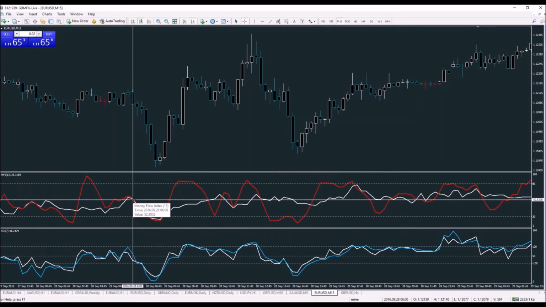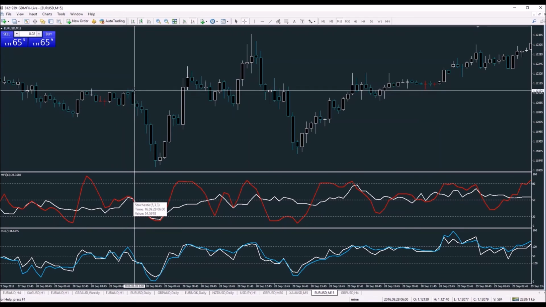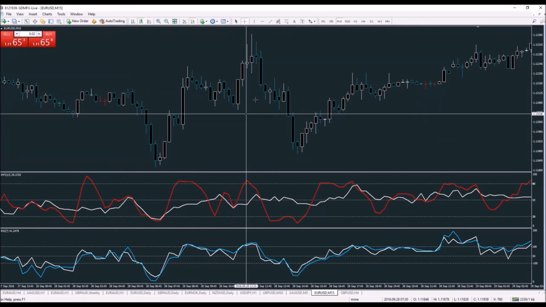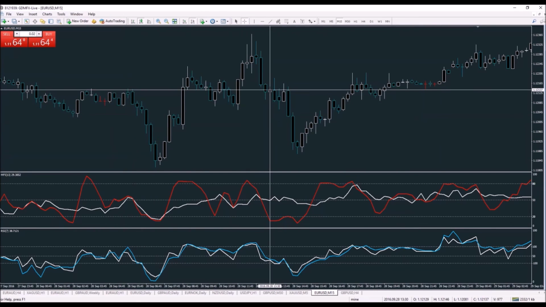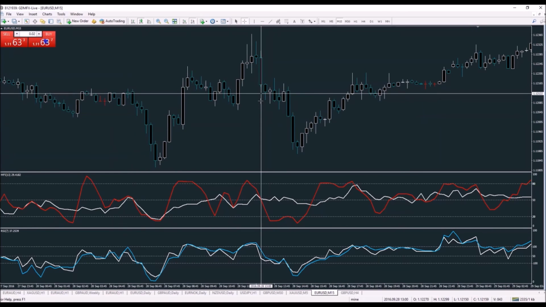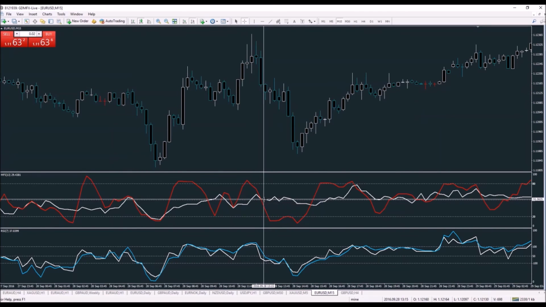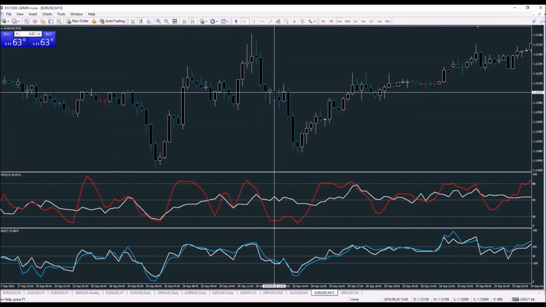Therefore, a crossover right at the 50 level is pretty much the most perfect one, because it gives you a continuous downward movement without any hesitation like this one. You see? Do you see for how long the money flow index stays above that 50 level without falling down? And it starts falling from here.